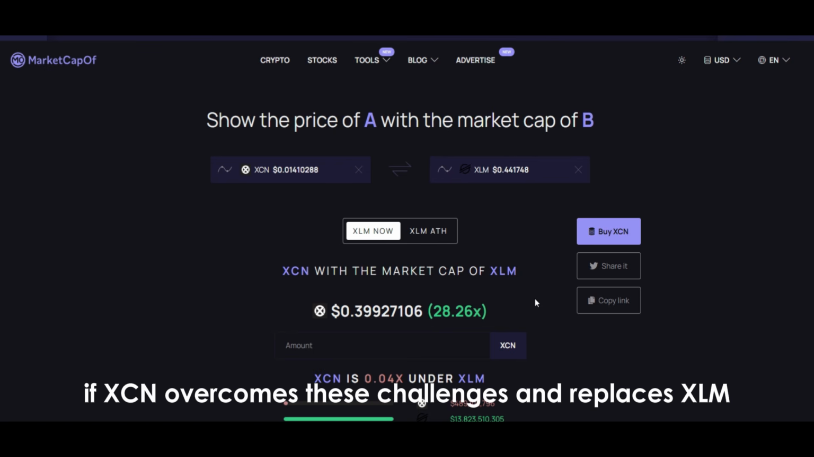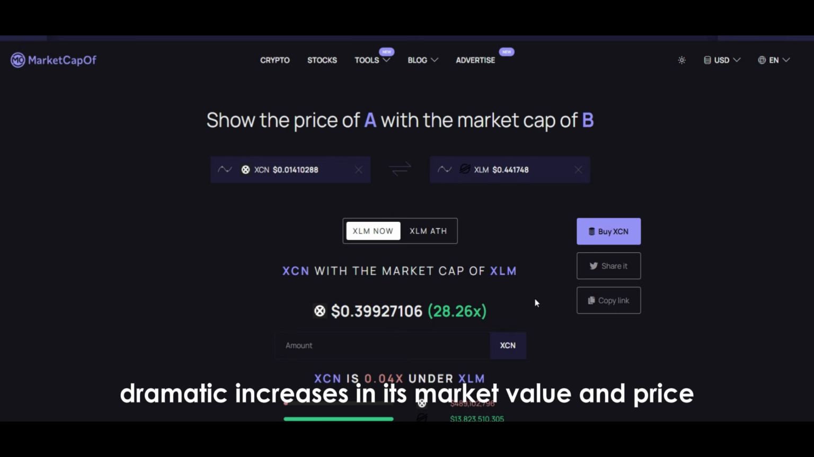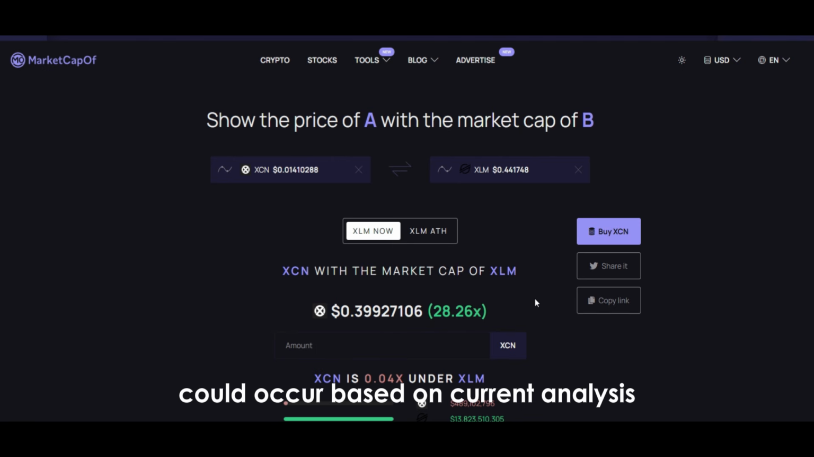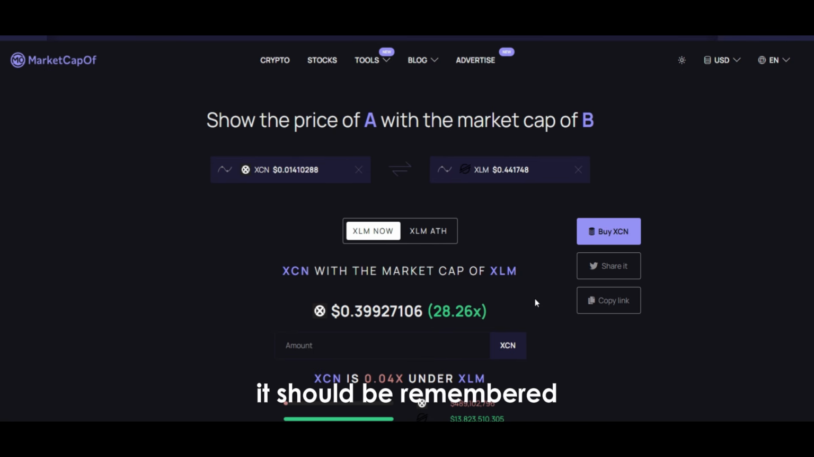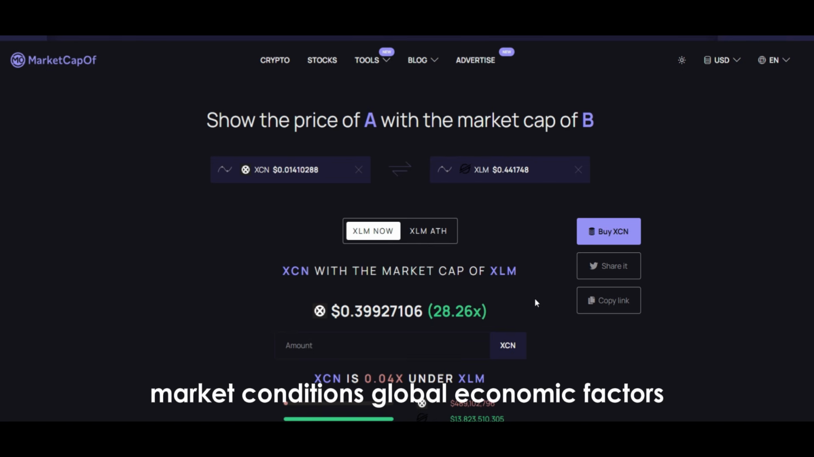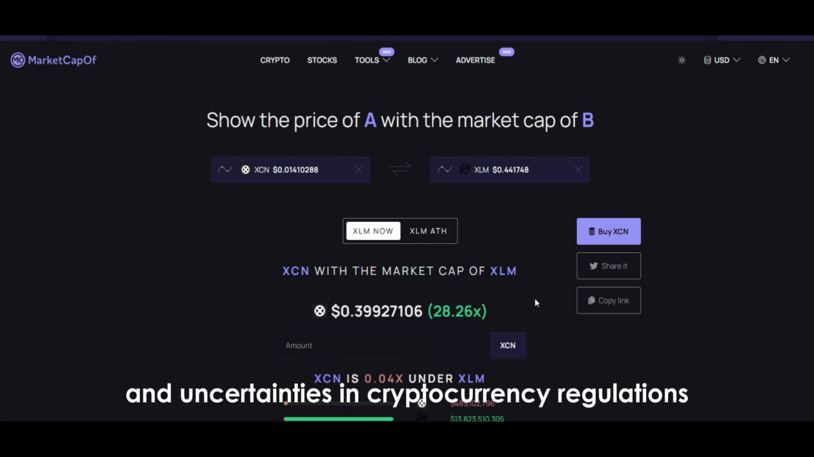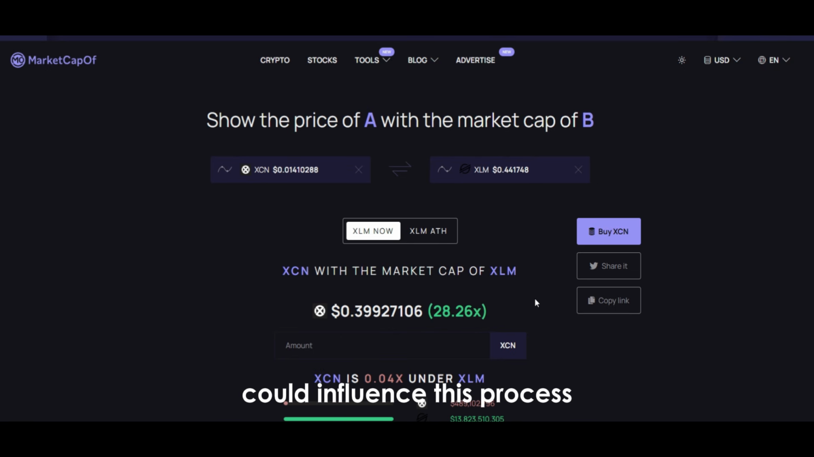If XCN overcomes these challenges and replaces XLM, dramatic increases in its market value and price could occur. Based on current analysis, if XCN's price reaches XLM's levels, it could potentially rise to around $28. This would represent an enormous profit opportunity for investors. However, it should be remembered that such high growth expectations also bring high risks and volatility. Market conditions, global economic factors, and uncertainties in cryptocurrency regulations could influence this process.